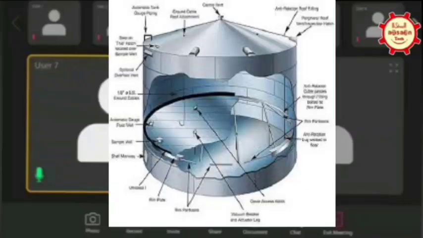Then I have a question actually. This floating roof tanks, how is it different from other types of tanks in terms of design?